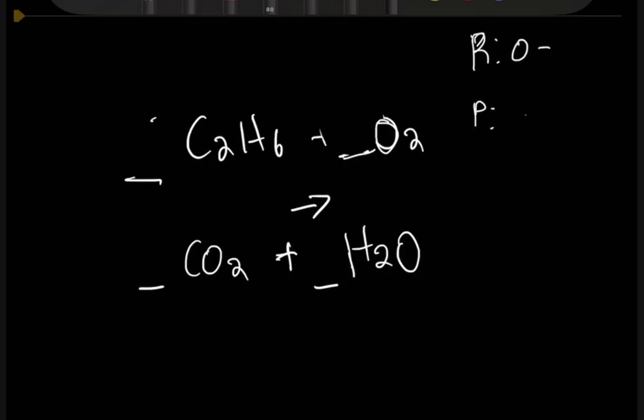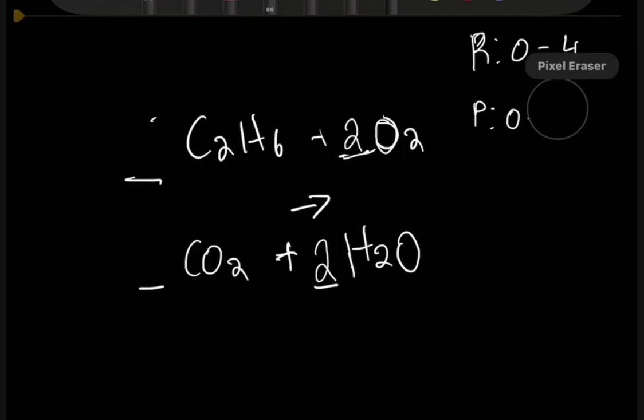So let's look at the oxygen first. Here I have 2, right? And here I have 3. So I need to multiply this by 2. That way it becomes an even number, 4, because you can never get 3 oxygens to be equal. Then I need to put a 2 here, right? So that I have 4 as well.